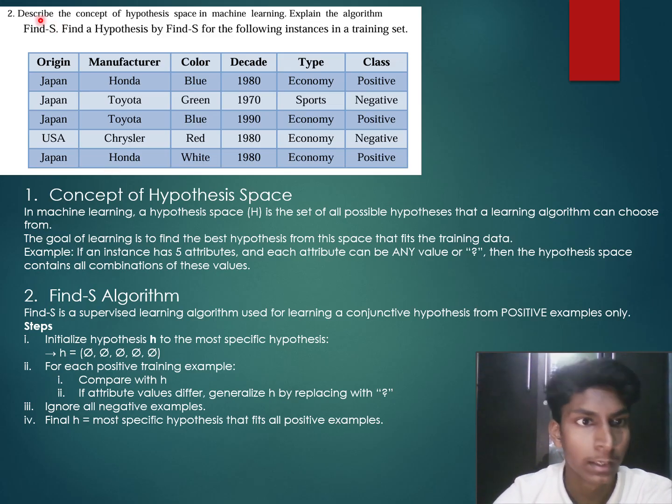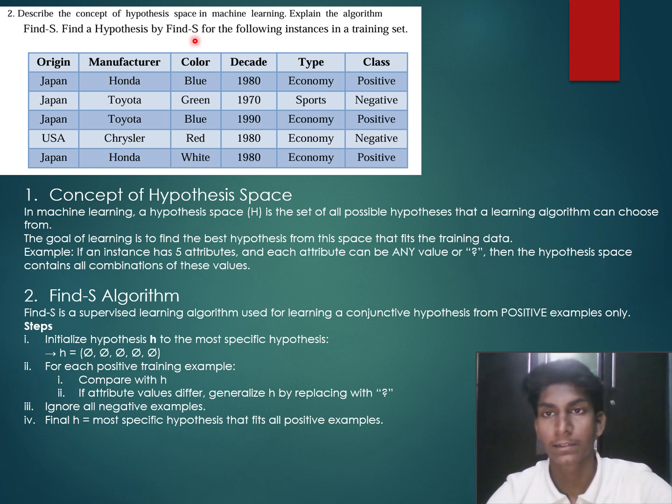Here's a question. Describe the concept of hypothesis space in machine learning. Explain the algorithm Find-S. Find a hypothesis by Find-S for the following instances in the training set. So we are given a table and a data set, and we have to find the hypothesis by Find-S for the following instances in the target set. So now let's get started.